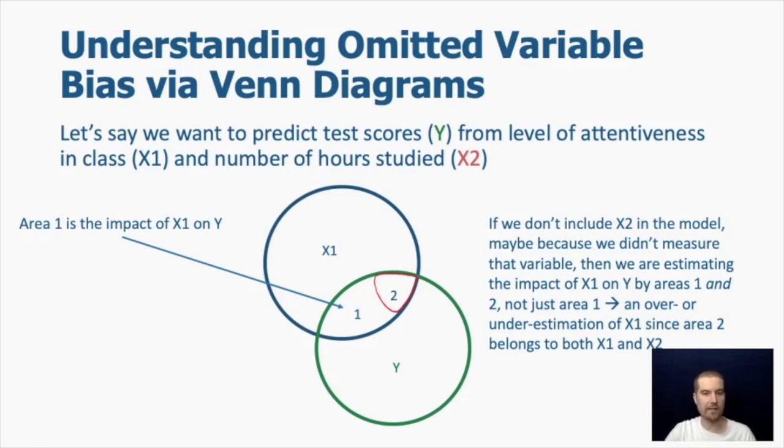Hopefully that makes some sense. Whenever we're missing something that should be included, technically we are adding impact that doesn't belong to that variable. We're giving it stuff that it doesn't actually deserve. x1 only should have 1, but we're giving it 1 and 2.